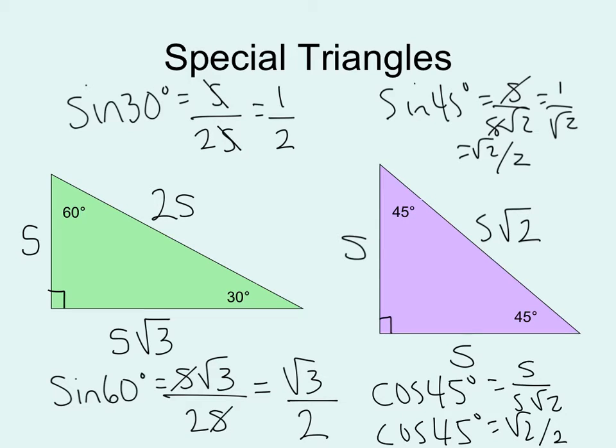I haven't done tan, and so I'd like you to go back to both triangles now and figure out the tan of 30 degrees, 60 degrees, and 45 degrees, and write that in your notes as well.